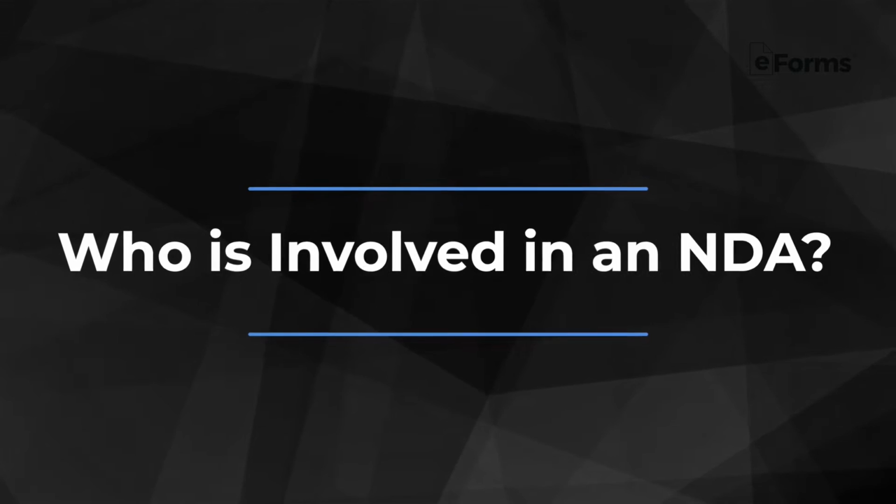Who is involved in an NDA? In an NDA, there are two parties involved: the disclosing party, which is the individual or entity sharing the information, and the receiving party, which is the individual receiving the confidential information. In a mutual NDA, each party may be both the disclosing and receiving party.